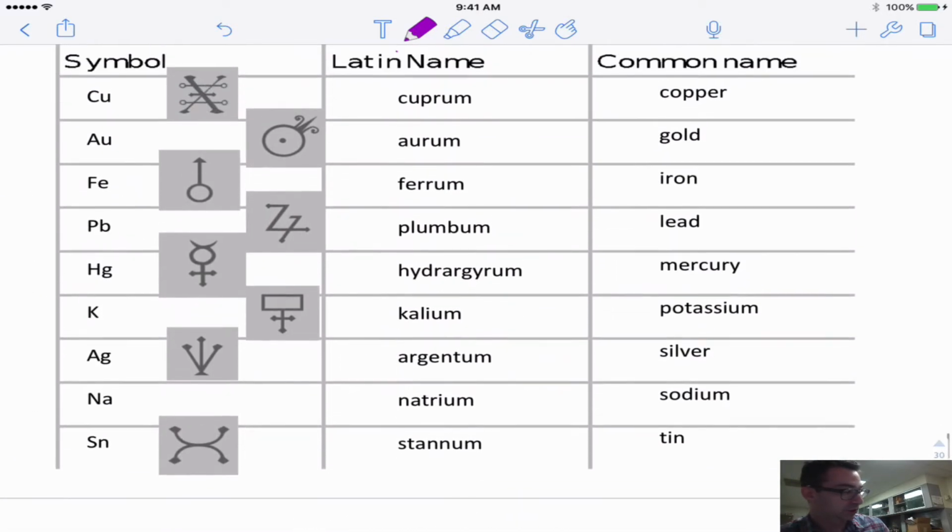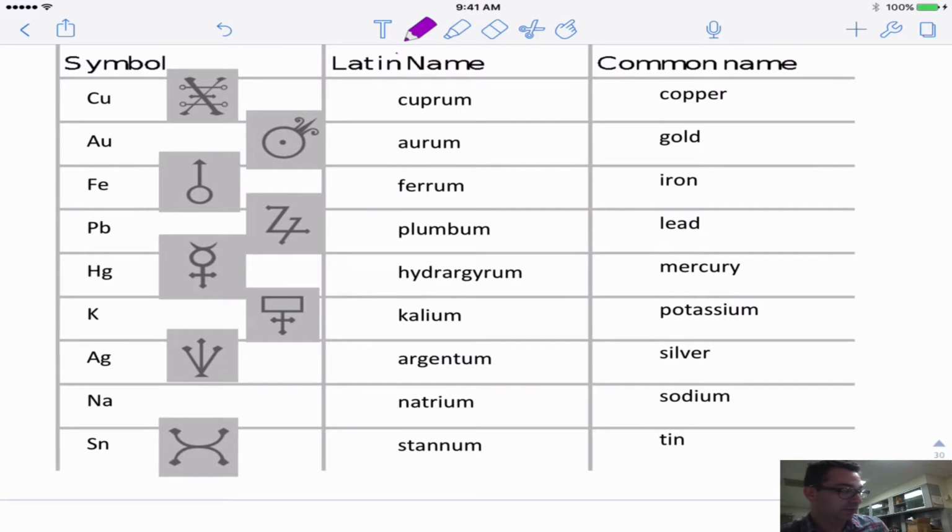Okay, this is just for you to look through some common Latin names versus the common name. Some interesting ones like argentum. If you know the name Argentina, the country Argentina, that means the land of silver. Gold with its aurum Latin root, meaning to glow, and if you look at gold, it has this glow to it.